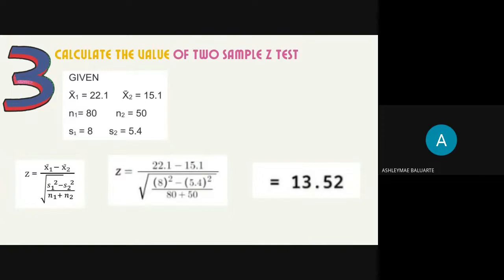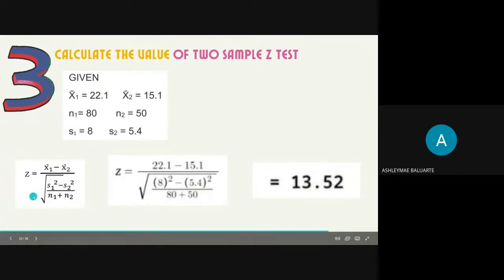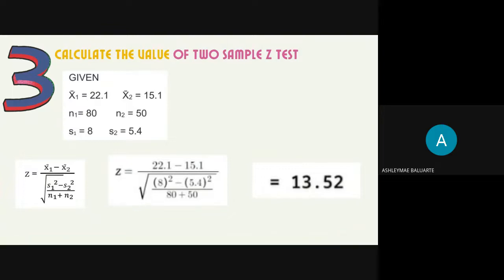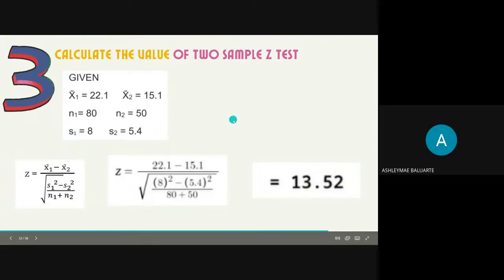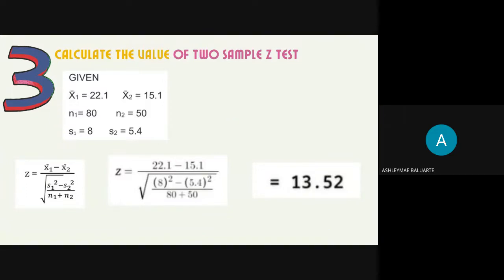So just like from the problem 1, we're going to use this formula. Z is equal to sample mean 1 minus sample mean 2 divided by the square root of sample standard deviation squared minus standard deviation squared over n1 plus n2. So substitute lang din. So z is equal to 22.1 minus 15.1 divided by the square root of 8 squared minus 5.4 squared over 80 plus 50, and we will get z is equal to 13.52.